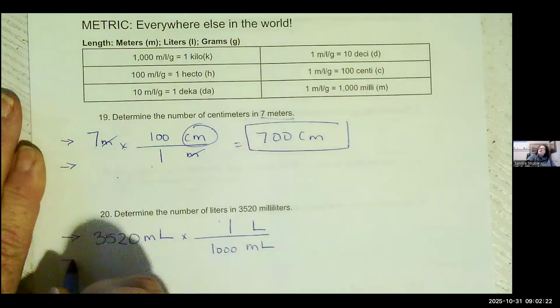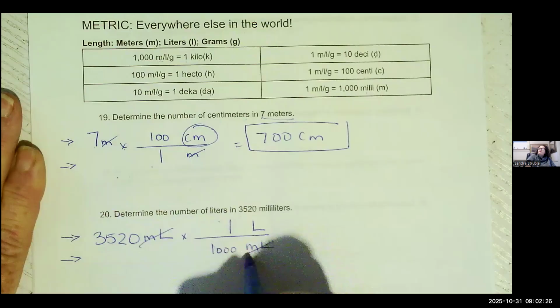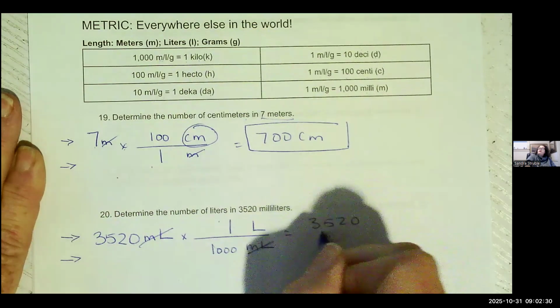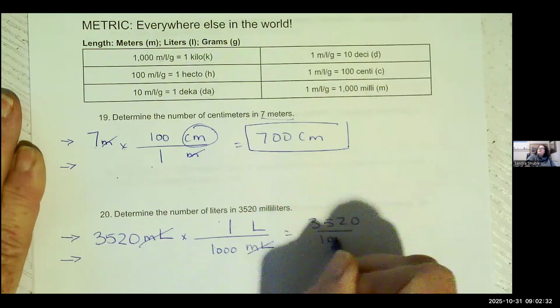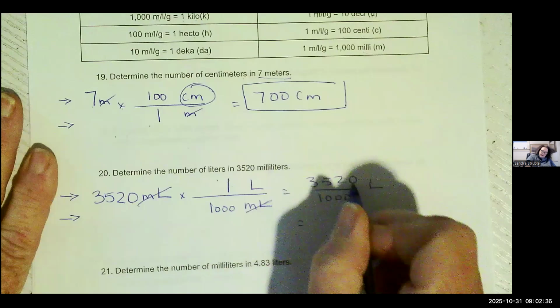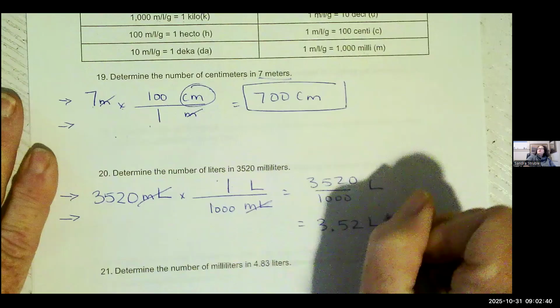3,520, my milliliters are gone, times 1. Don't forget your 1,000 down here. And then you just divide. 3,520 divided by 1,000 is 3.52 liters. Let's go to the next one.